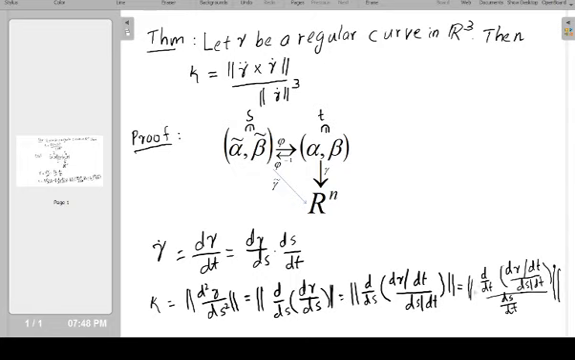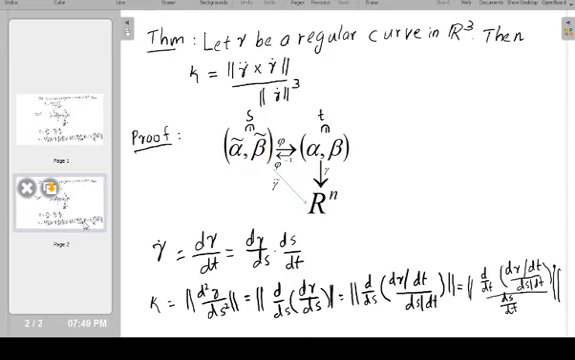Am I right? Because this is d by dt divided by ds by dt, so this will be d by ds by chain rule again. That is this, and this bracket is kept as it is here. So let me go to the next page.